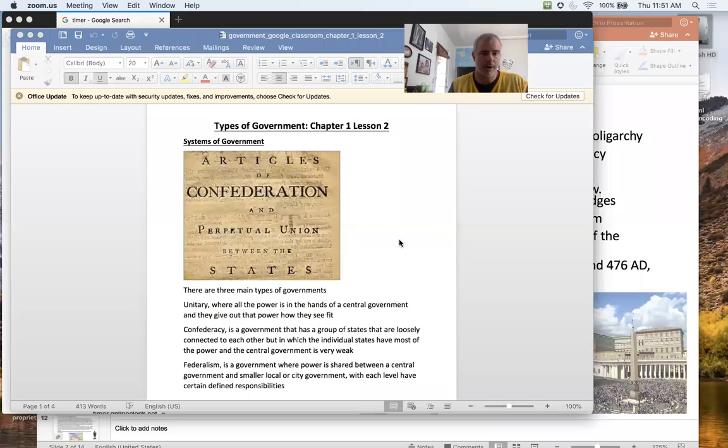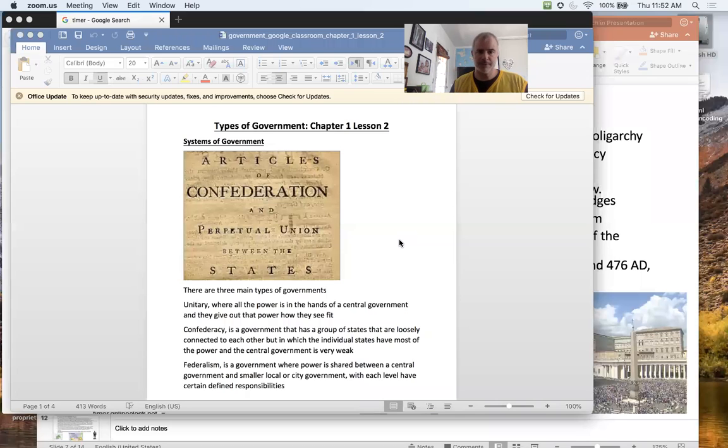All right, so three main types of government. A unitary government, again, is one where all of the power is in the hands of a central government. We then have a confederacy. And in a confederacy, there's a group of states or smaller entities, cities, city-states, towns, that have most of the power. Okay, and the central government is very weak. Now, a unitary government might be a king, right? All of the power is in the hands of the king.